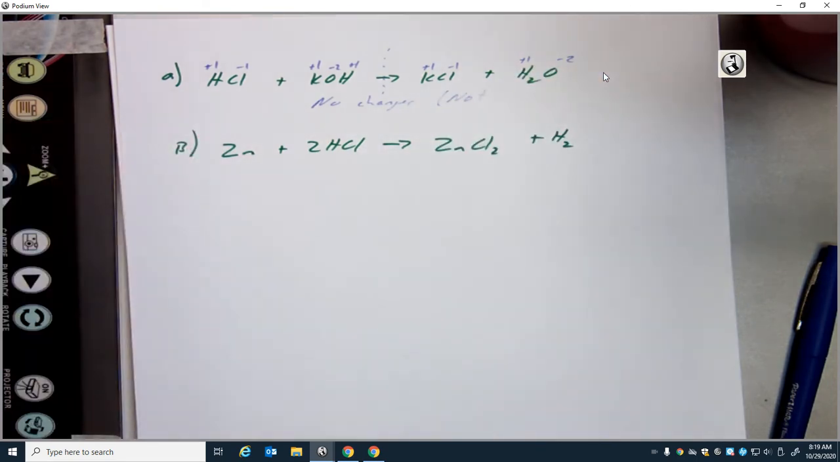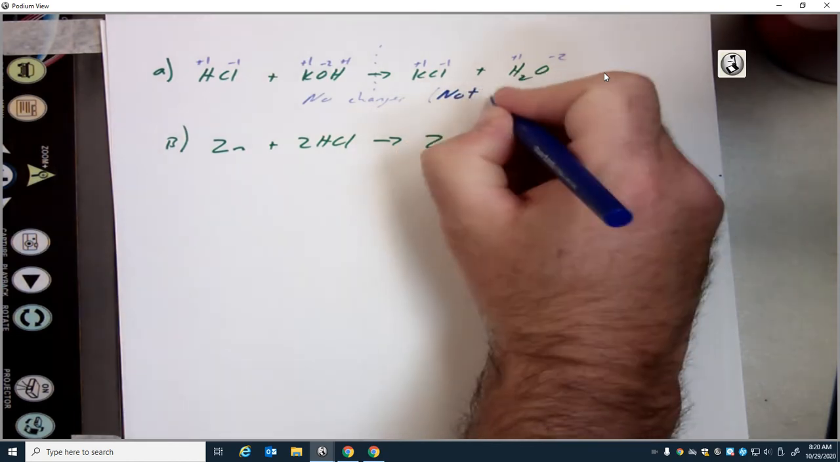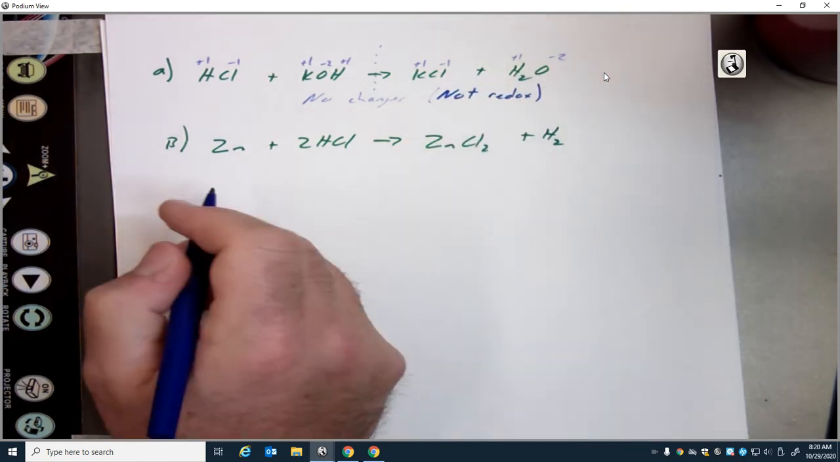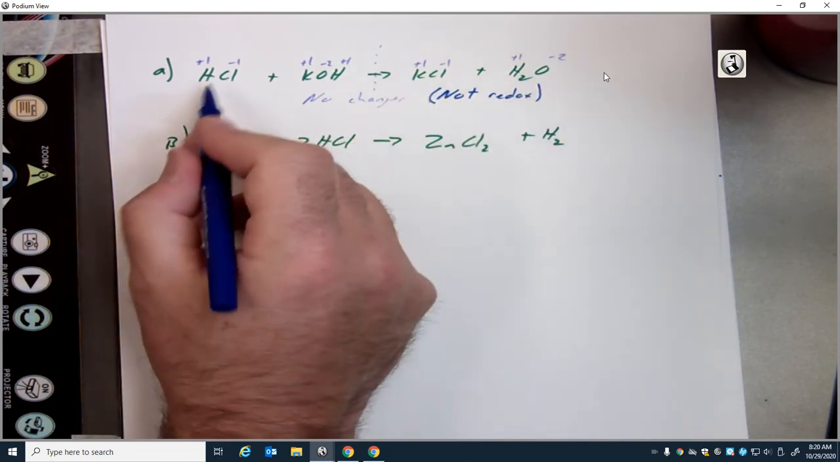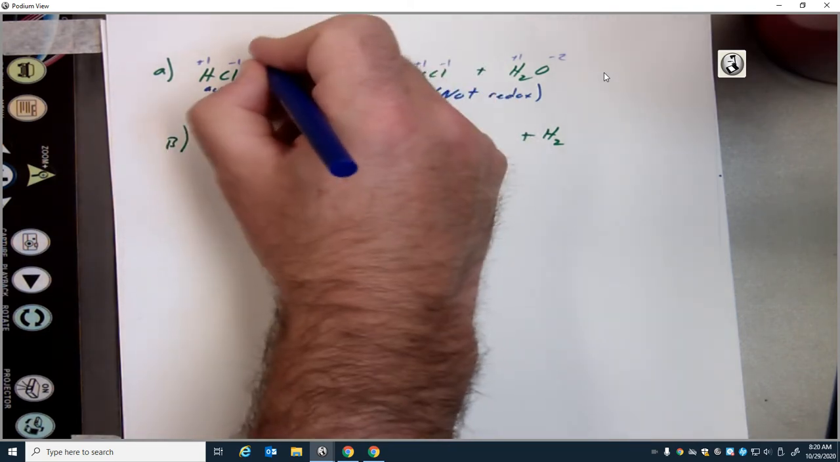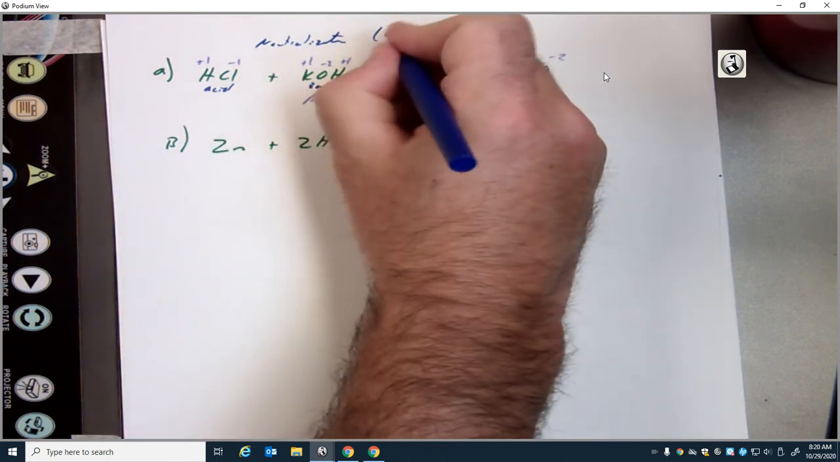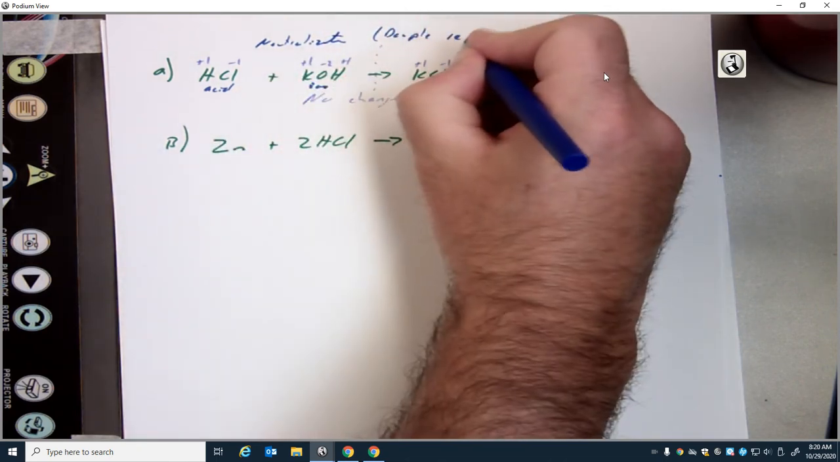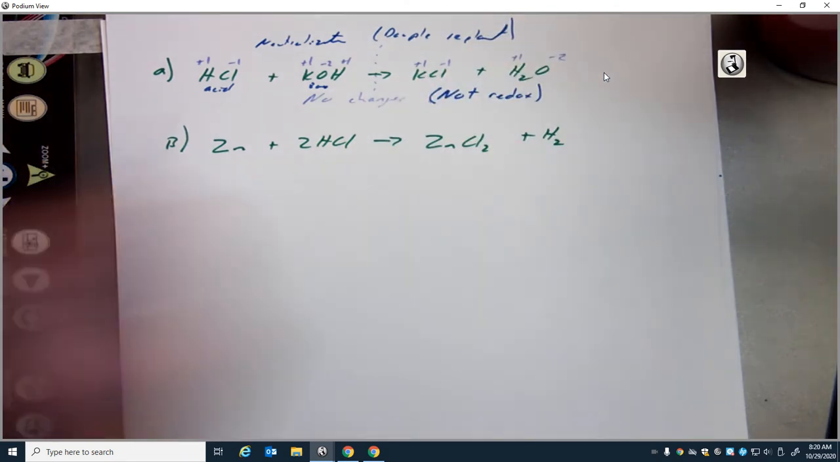which tells us that it is not redox. What type of reaction is this, just for fun? Well, we have an acid and a base. Okay, so this is neutralization. You could also say that it's double replacement or a metathesis reaction. Okay.